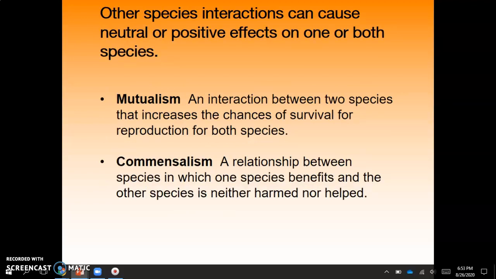Other species interactions can cause neutral or positive effects. So not all symbiotic relationships are negative. Mutualism is an interaction between two species that increases the chances of survival or reproduction for both species. So if you are in a mutualistic relationship, both species benefit. And then commensalism is a relationship between species in which one species benefits and the other species is neither harmed nor helped. So one guy is neutral and then the other guy is getting a benefit.